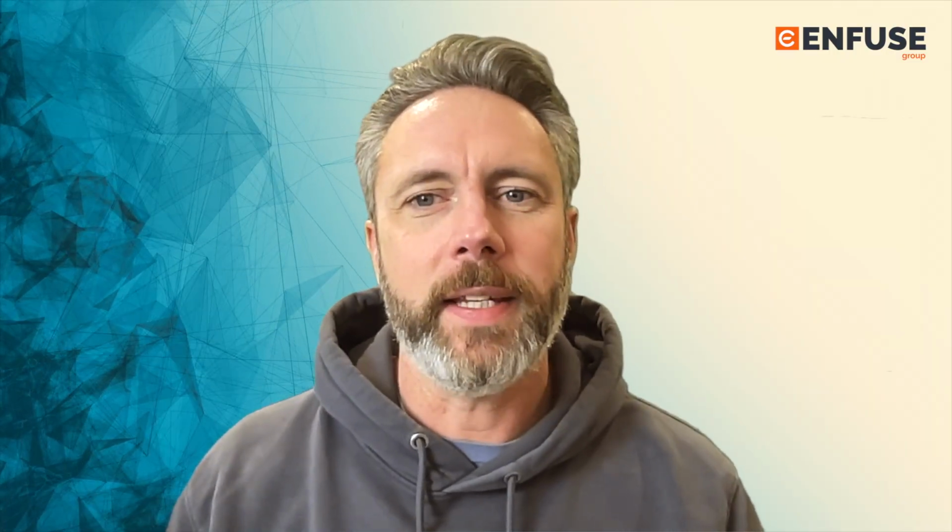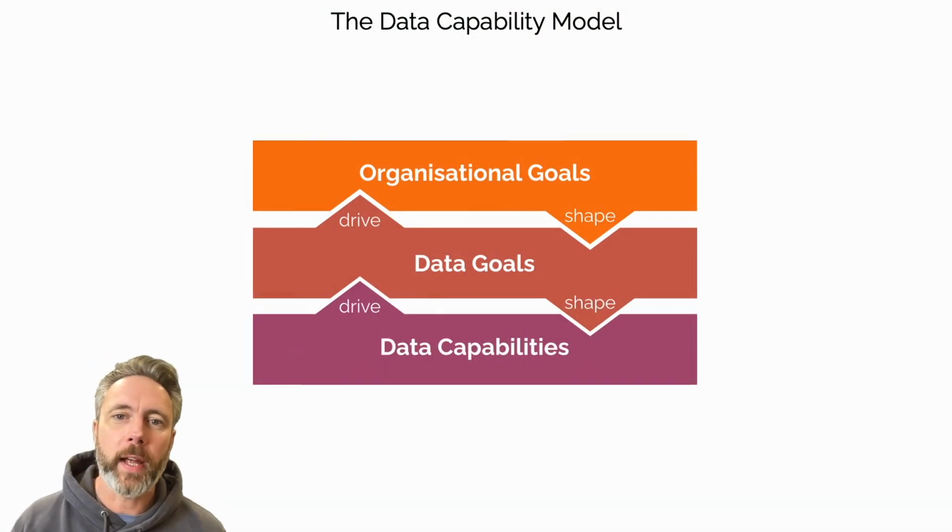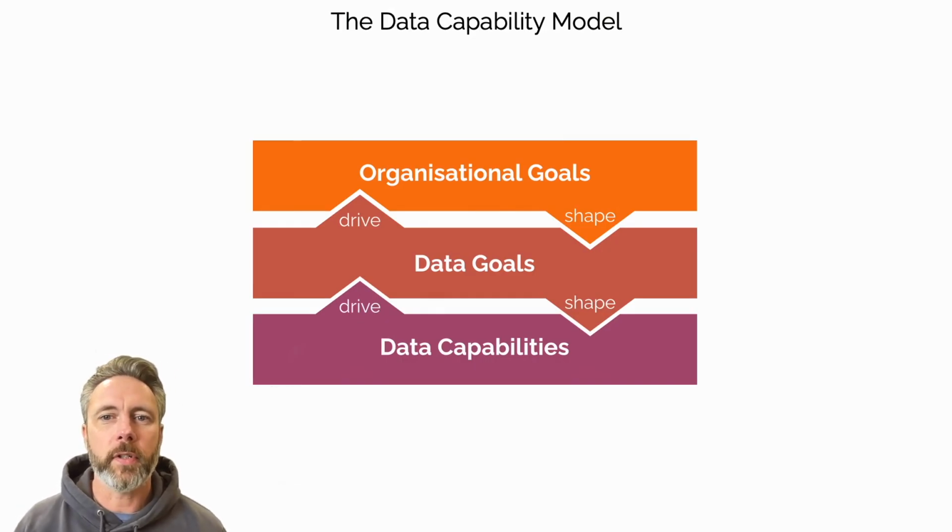So let me connect this back to a simple model that I've shared in previous videos. Here you can see your organization's goals shape your data goals. And then your data goals describe what your data needs to do. And those goals in turn define the data capabilities that you need. So data goals describe the destination, data capabilities describe the journey.